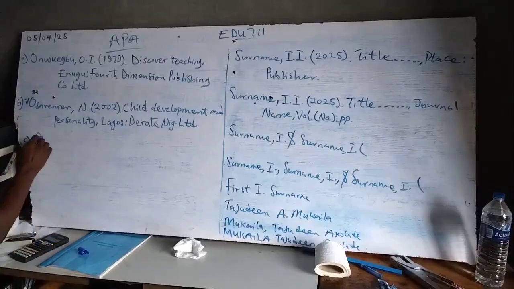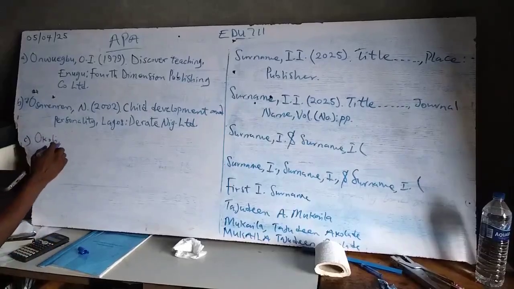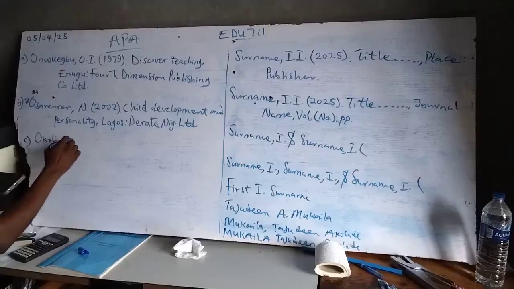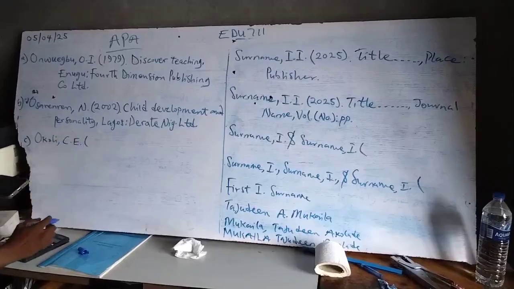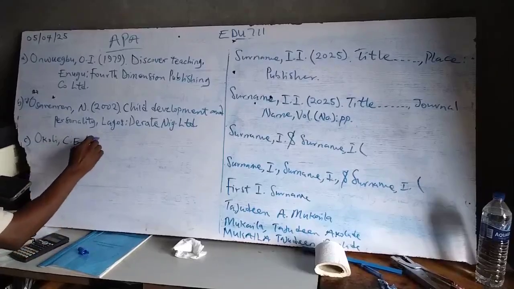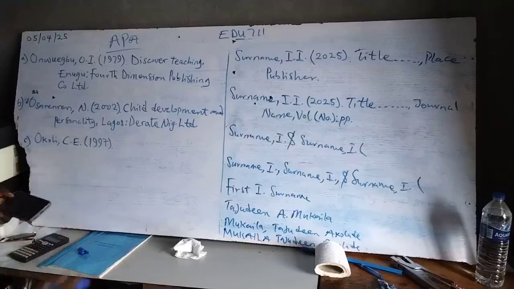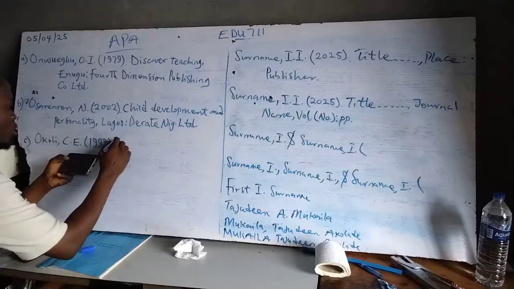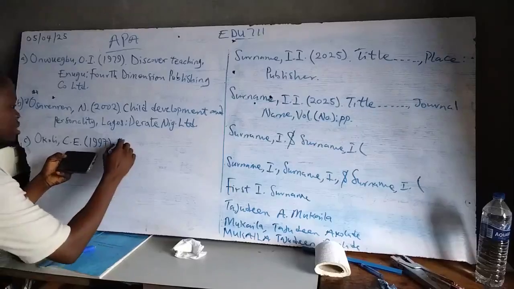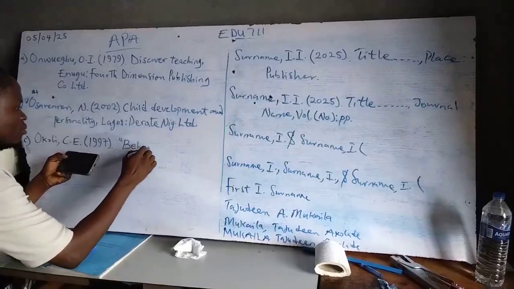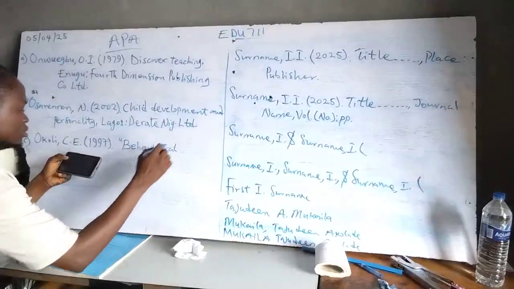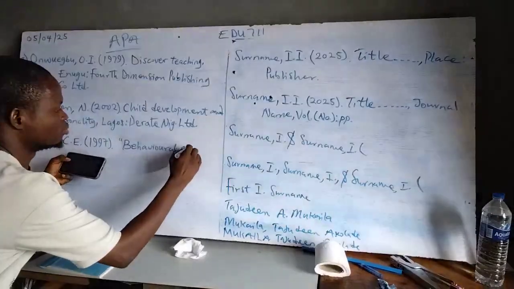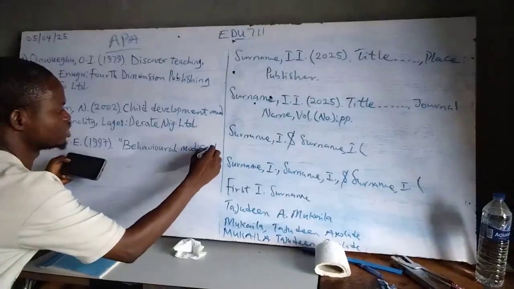So Okoli, comma, C.E, full stop, in brackets the year 1997, full stop. Then the title of that chapter is, so since it's a chapter in a book, we quote it. So that is behavioral modification.